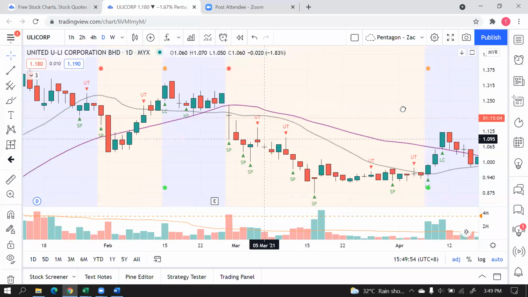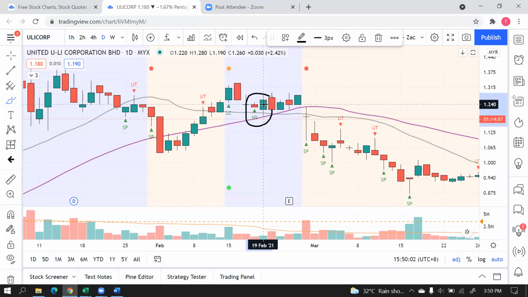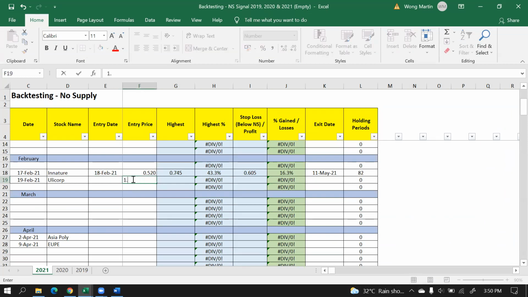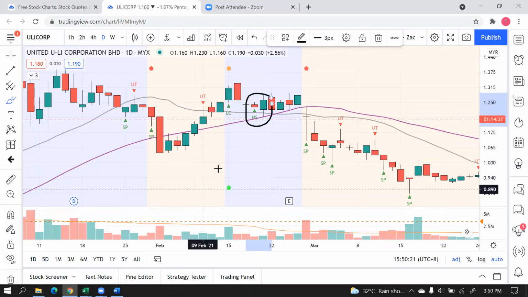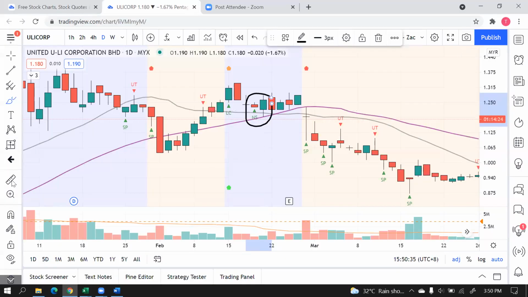Again, let's go back to here, Uli Crops. NS confirmed on 19th Feb, and we enter immediately on the next day. So next day we entered on the opening. The opening is 1.27. Let's open here, 1.27, and the date is 22nd of Feb. So this is where we entered, based on this NS over here. So of course, stop loss.